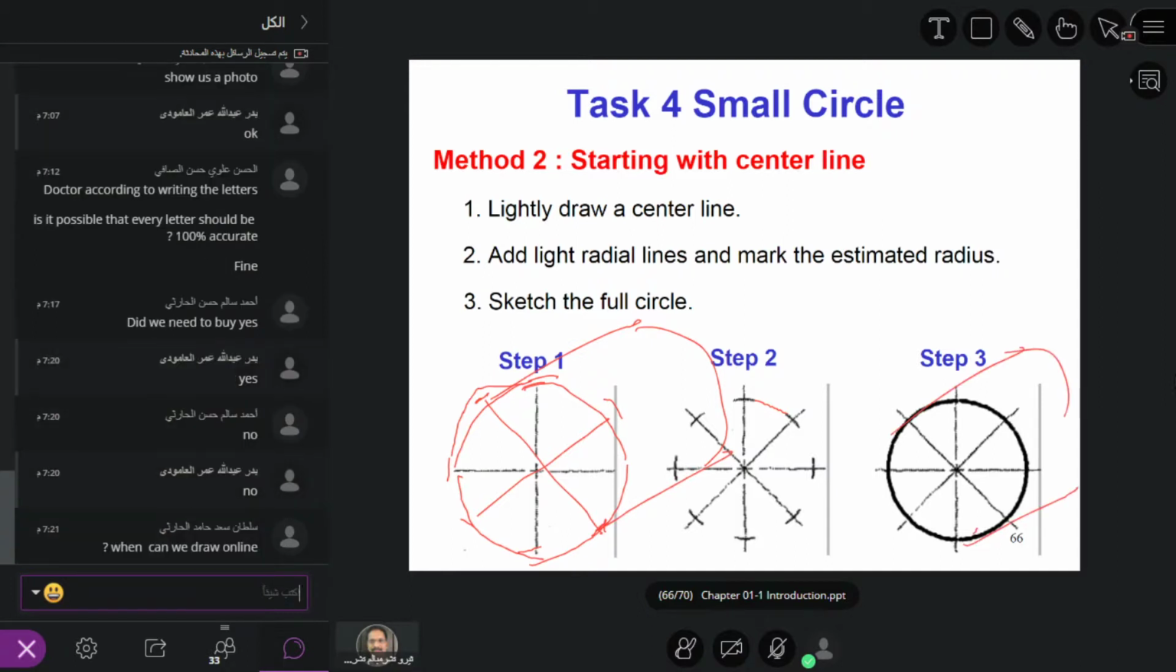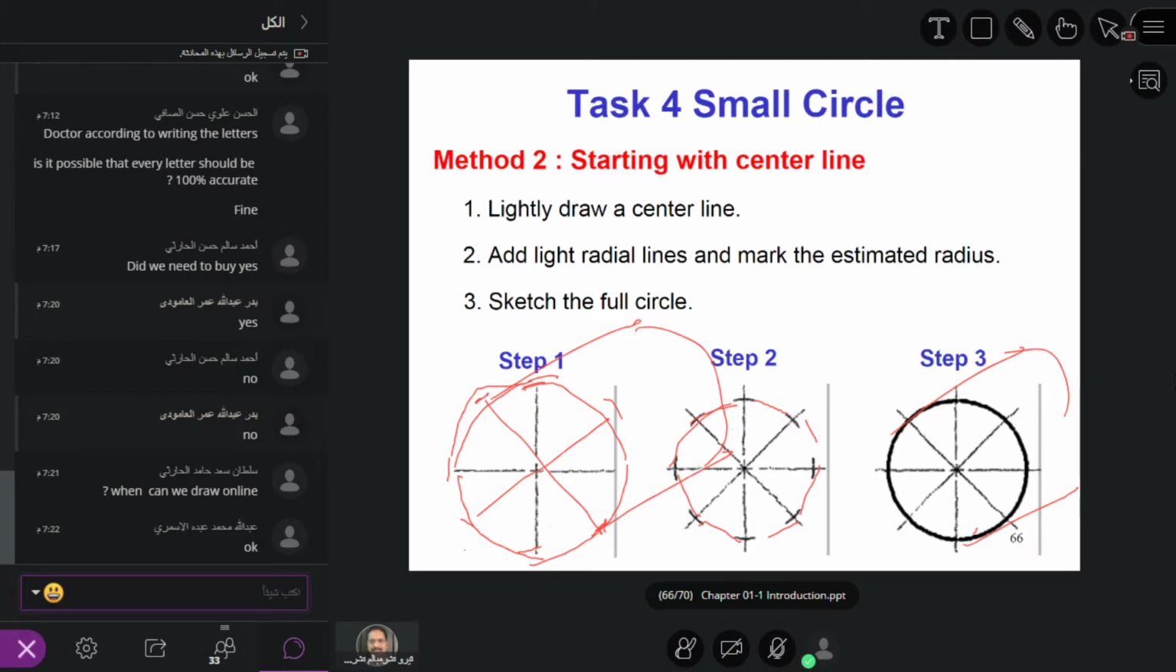When can we draw online? Don't worry, I will give you clear indication. Next class probably you have to draw these things. I'm going to give all of you an exercise of freehand sketches. That will give you like 5 marks maybe next week. So be prepared. Next week, within 1 hour or 2 hours, you have to draw a freehand sketch. Okay, be prepared. All right.